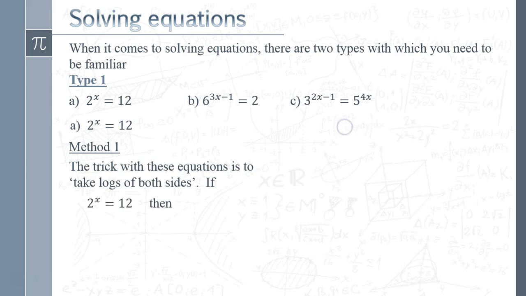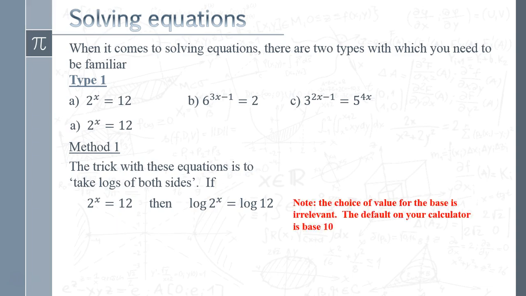If I've got 2 to the power x equals 12, then I know this value here is the same as this value. So therefore I know the log of this is the same as the log of that, because these two things are the same. So I'm just going to write log of 2 to the power x equals log of 12. Now notice I haven't put the base in there. Your calculators do still default to base 10. It really doesn't matter. The choice is irrelevant because it will work regardless.